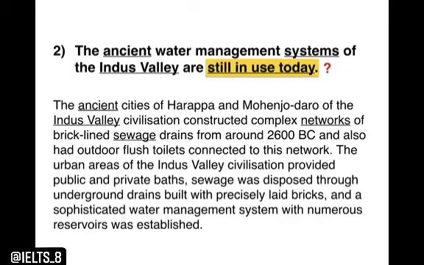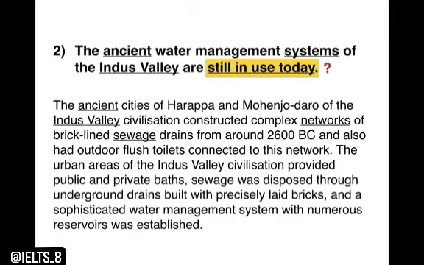So let's carry on from the word sewage. Drains from around 2600 BC and also had outdoor flush toilets connected to this network. No information about today yet. The urban areas of the Indus Valley Civilization provided public and private baths. Sewage was disposed through underground drains built with precisely laid bricks, and a sophisticated water management system with numerous reservoirs was established. Still nothing about today, nothing about whether these systems are still in use today.